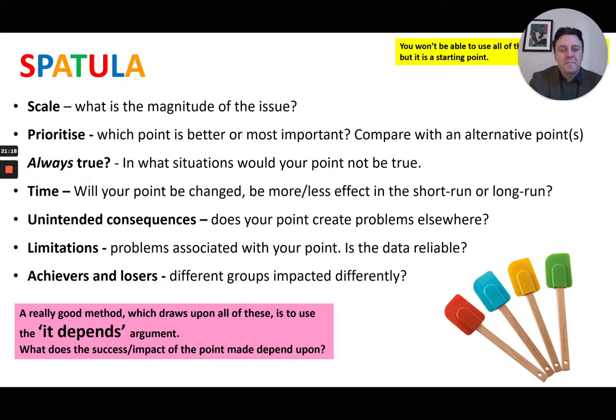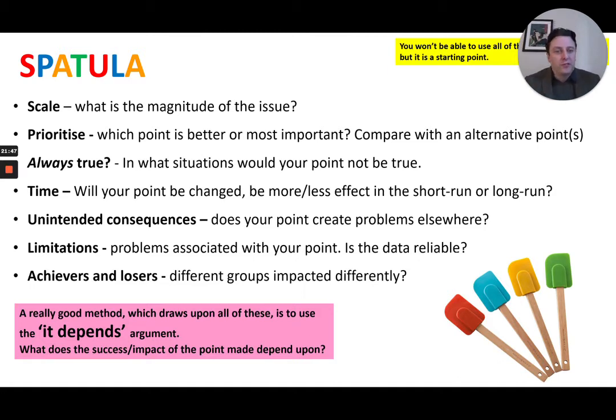And finally, who are the winners and who are the losers? How are all the different groups impacted? So an indirect tax on alcohol, for example, is going to hit lower income groups harder because the tax on alcohol will be a much larger proportion of their income than higher income groups.